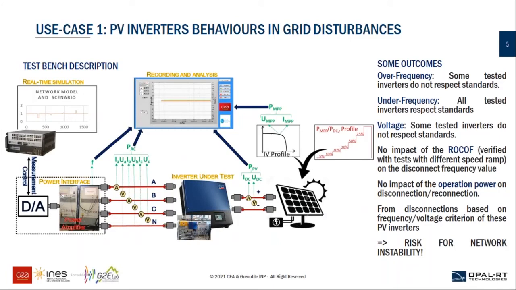You can see here the configuration of the real-time test by OPAL-RT for different types of PV inverters. From the obtained results, we can observe that for over-frequency and voltage criteria, some tested inverters do not respect the standards. For under-frequency, tested inverters respect the standards. There are no impacts of roll-off and operation power on disconnection or reconnection. In conclusion, for a large number of PV inverter disconnections based on frequency or voltage criterion, there are risks for network instability.